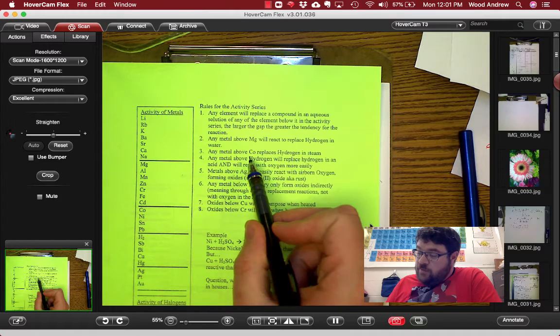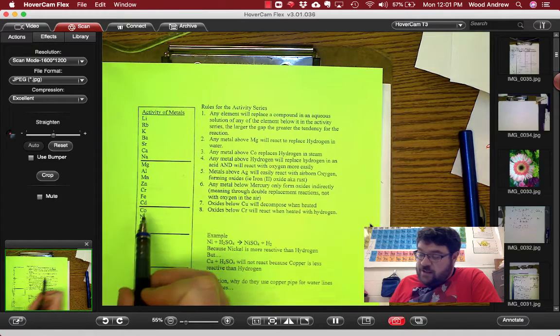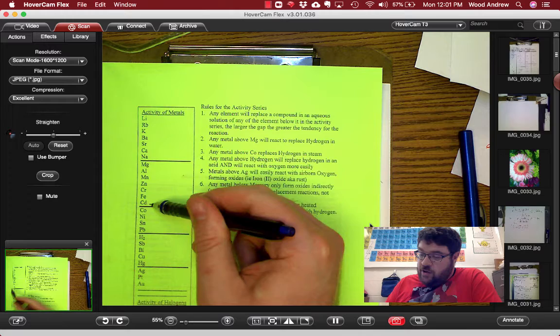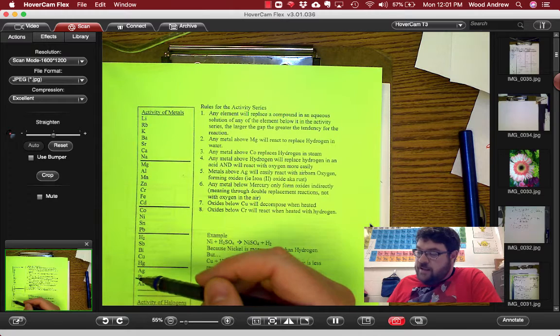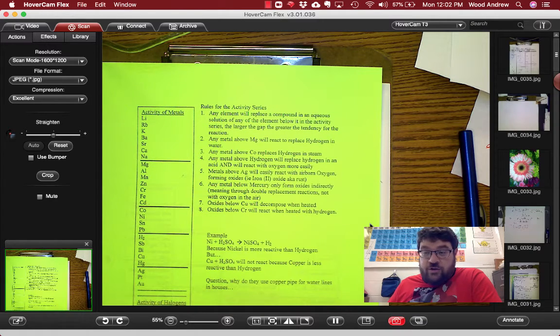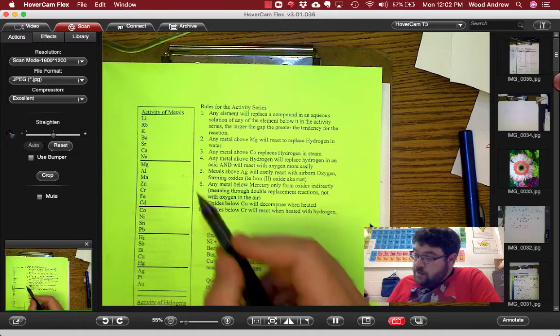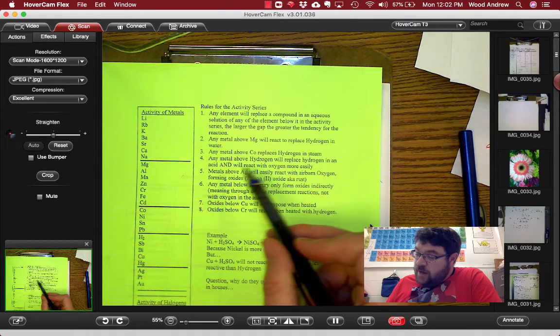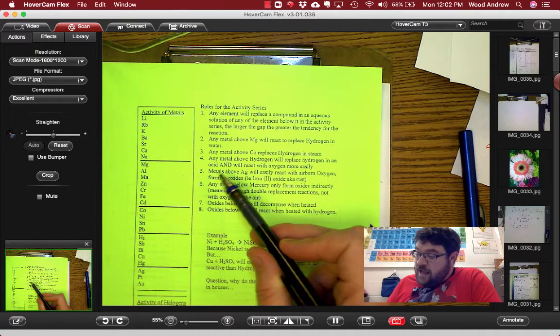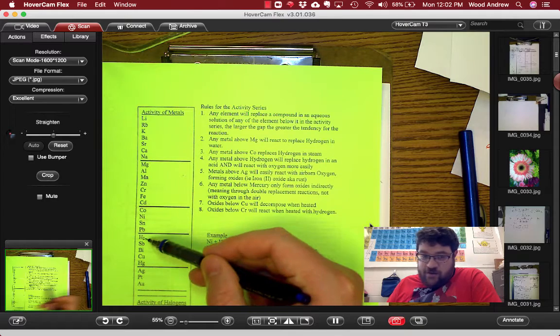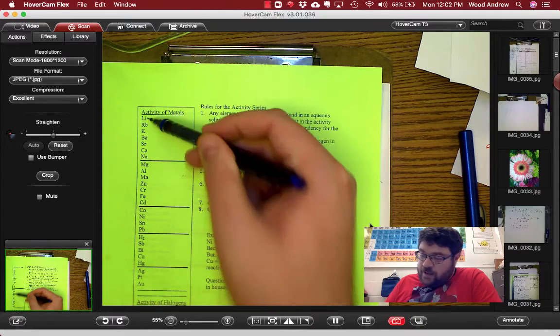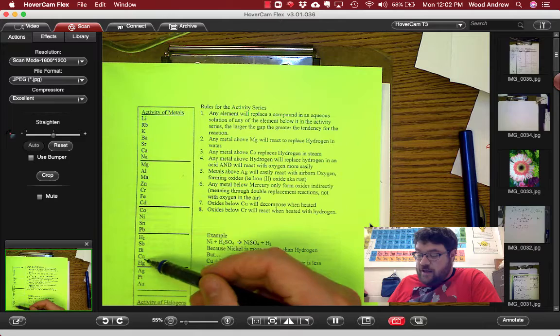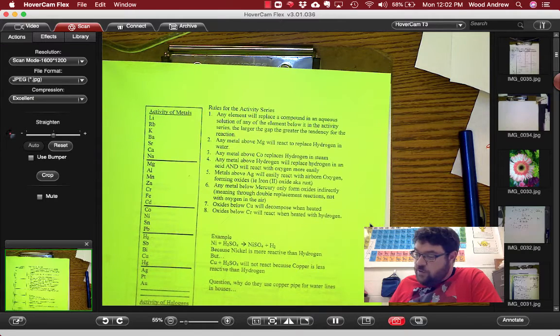Number 3, any metal above cobalt replaces hydrogen in steam. So notice there's another line there. So from here on up, they'll replace hydrogen in steam. Steam, of course, has a little more energy, so it's a little more reactive. And finally, number 4, any metal above hydrogen will replace hydrogen in an acid and react with oxygen more easily. So there's hydrogen down here. Going up, those will react with acids.